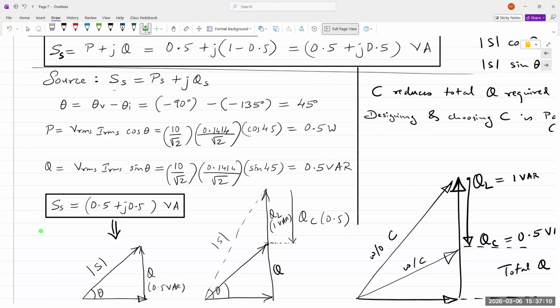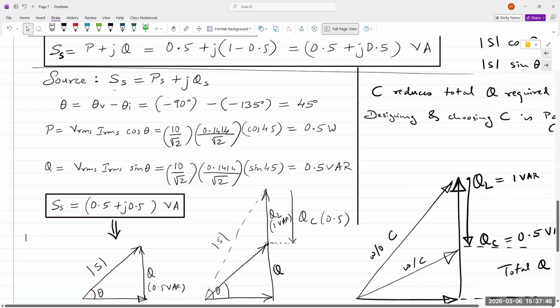Well, in order to determine those, we can use the trigonometric identities and equations. Power angle is theta V minus theta I. If we calculated I, we know the power angle is 45. From 45, cosine of 45 and sine of 45 times the apparent power, VRMS times IRMS, gives us the real power 0.5, total reactive power 0.5 VAR.